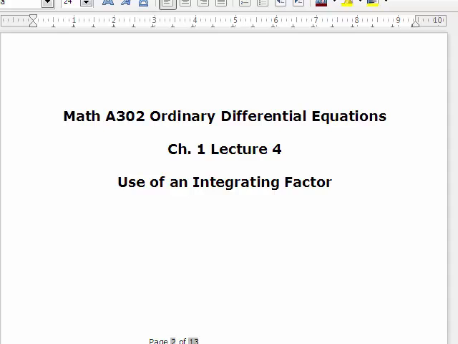This is lecture 4 for chapter 1 for Math 302, and in this lecture I'll discuss the use of an integrating factor. The integrating factor is used to solve any linear first order differential equation.